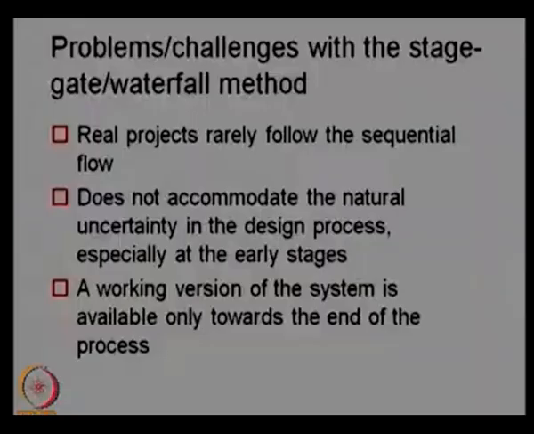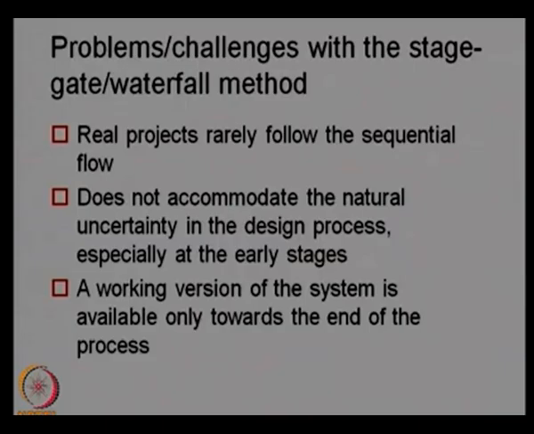Most of the time the real projects won't take this sequential path. There will be many parallel activities going on, and it is very difficult to capture those activities in the stage gate process. So this is one of the drawbacks of the stage gate process. Another one is that it does not accommodate the natural uncertainty in the design process, especially at the early stages. So there are many uncertainties in the early stages which cannot be fully captured in this process, because once the project passes a gate, all of the factors which were considered earlier will not be considered again in the next gate.